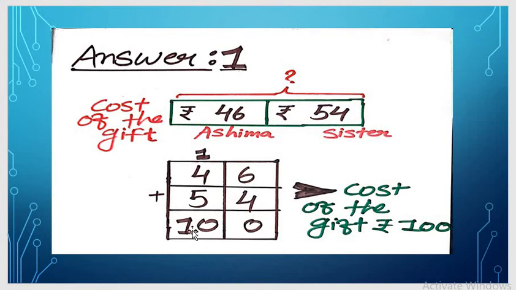Again I'll repeat here. Asima gave 46 rupees for buying a gift for her mother, and her sister gave 54 rupees. So we have addition, do both addition, and we find how much the cost of the gift is. So 46 plus 54, the answer is what? 100. The cost of the gift is how much? 100 rupees. Got my point, all students?